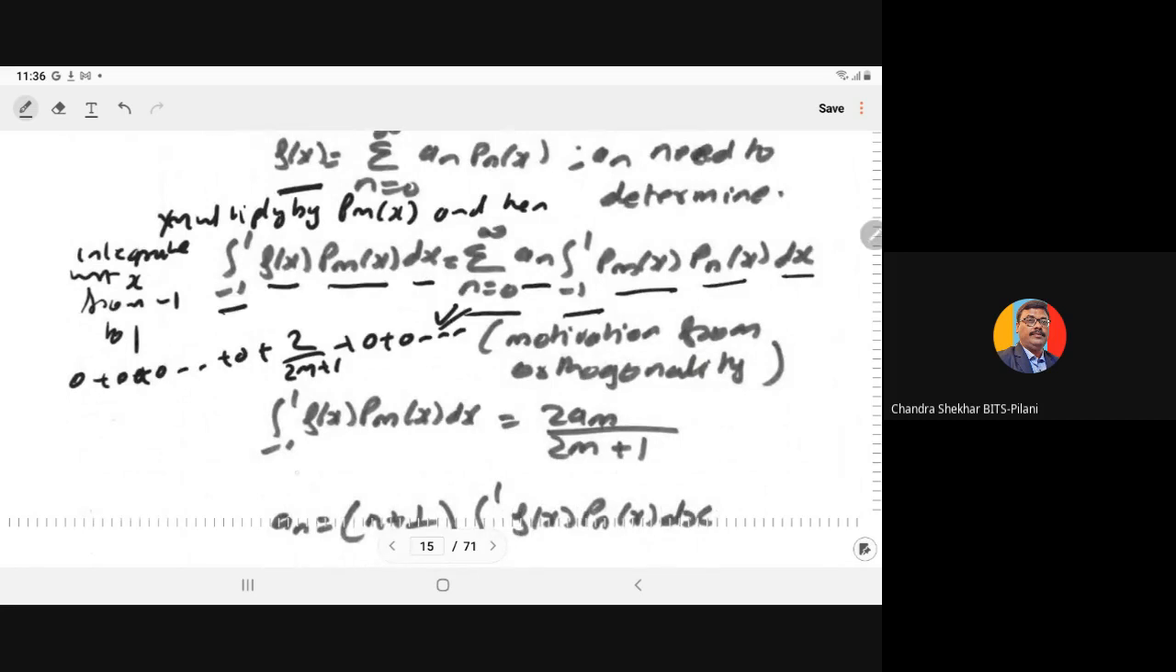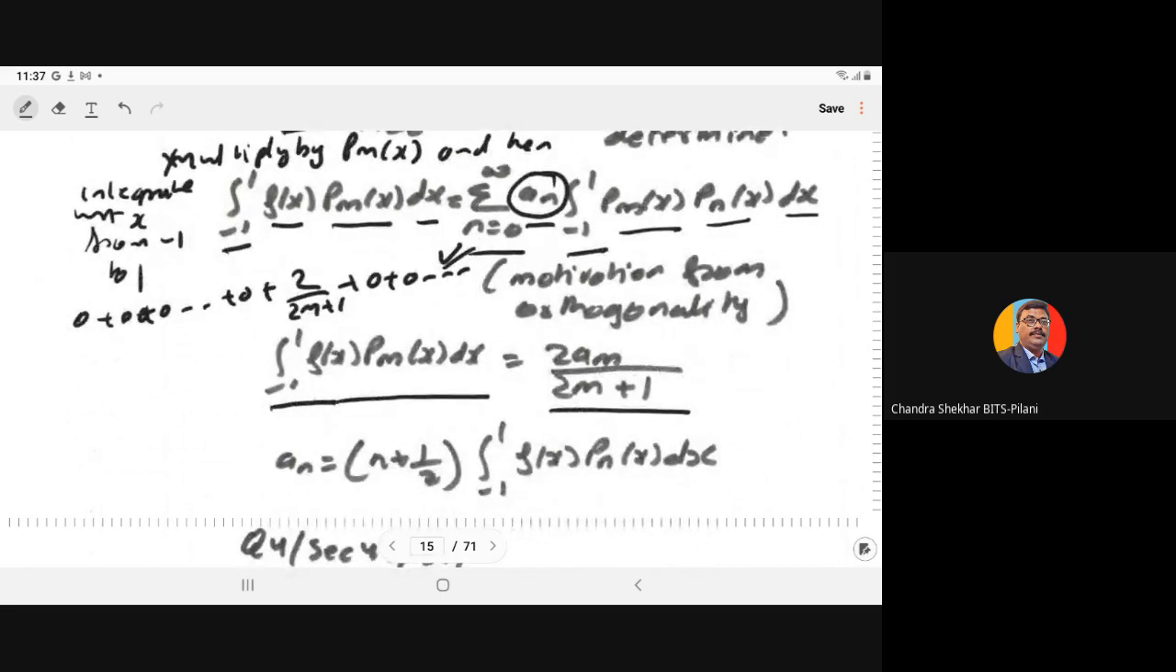So this is the integral from minus 1 to 1 f(x) Pm(x) dx on the left hand side, and on the right hand side it will become 2 upon 2m plus 1. Then this an can be written as am. For n equal to m, we have this value. So this will become 2am upon 2m plus 1. Or if you change the index from m to n, this will become integral minus 1 to 1 f(x) Pn(x) dx is equal to 2an upon 2n plus 1.